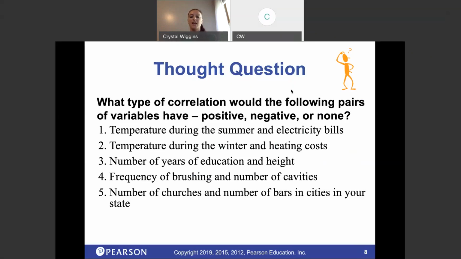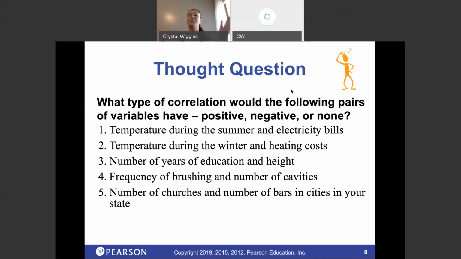Number of churches and number of bars in cities in your state. Now, some of you might instantly go, no correlation, because churches and bars are completely separate. They have nothing to do with each other. Okay. And that's fair, except if you think about it, think of businesses in general: restaurants, churches, bars, ice cream places, banks. When you see more of them, why do we see more in one place over another? It is because of a third factor, which is population.